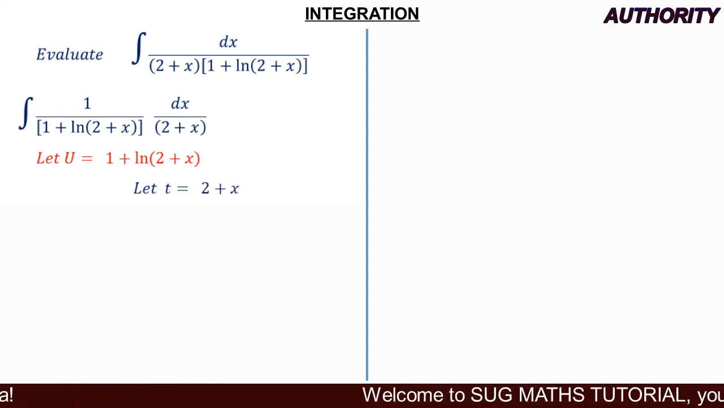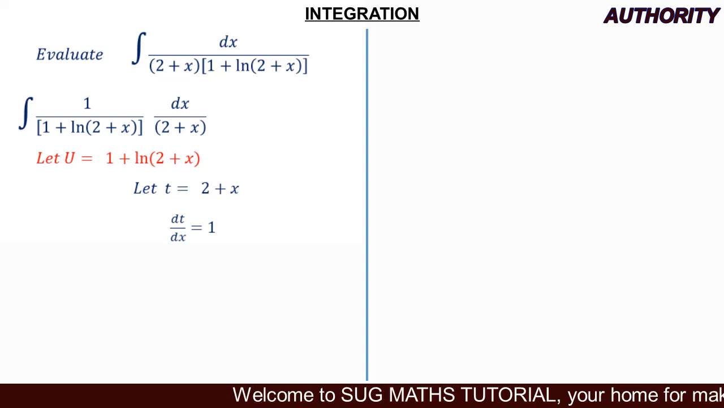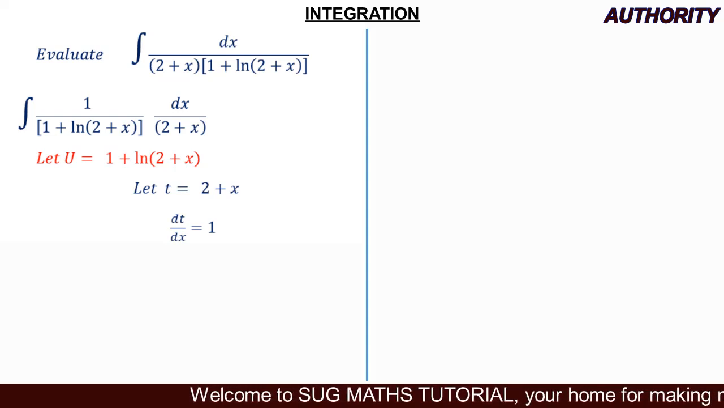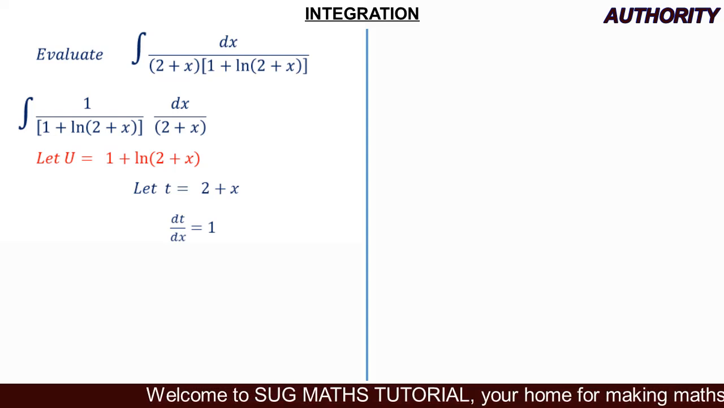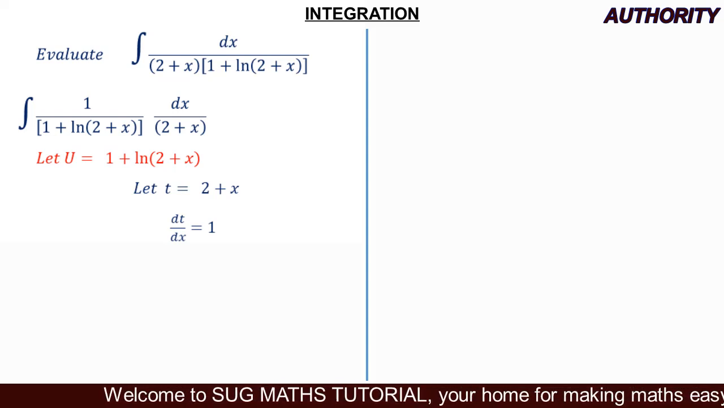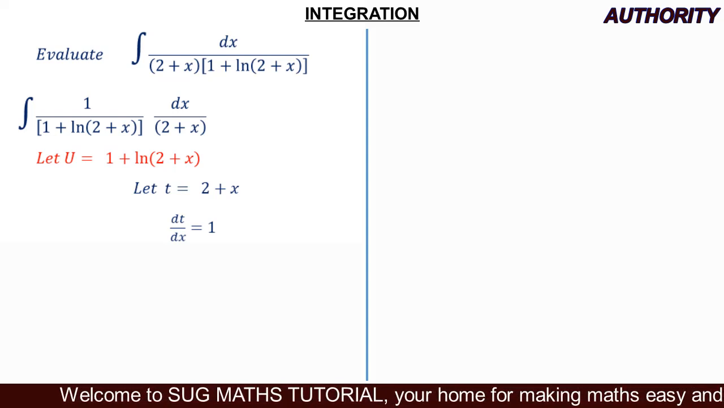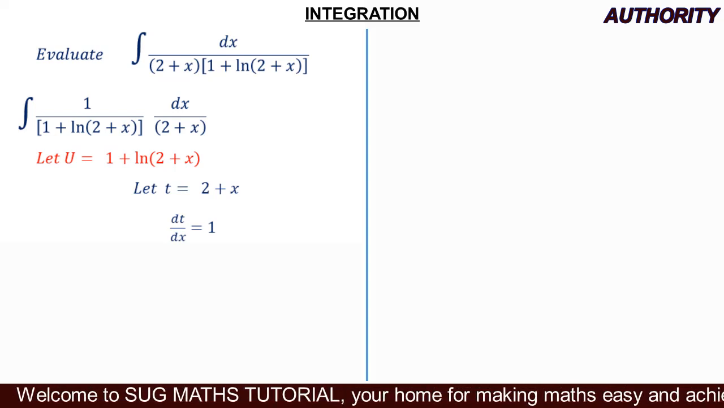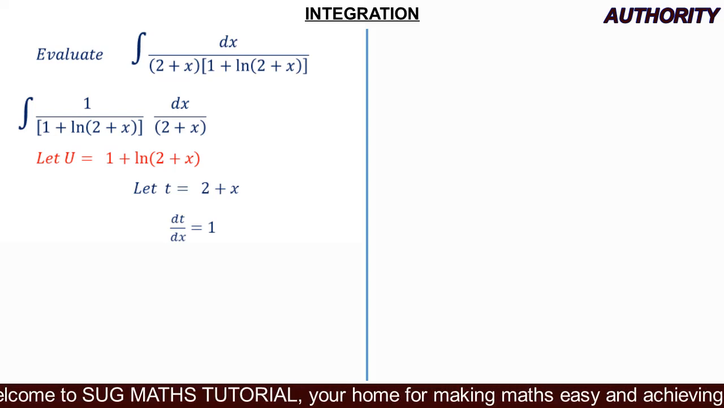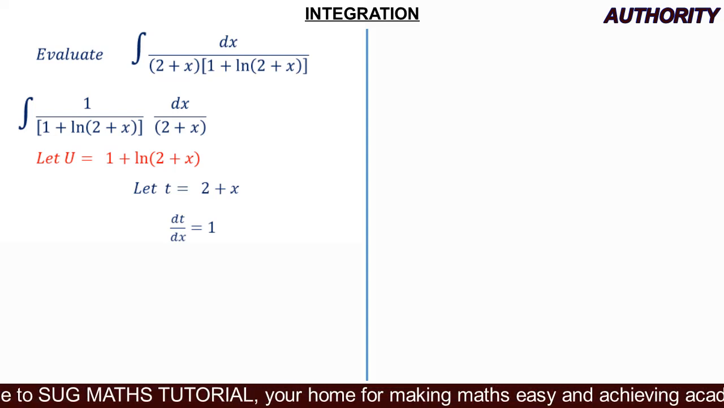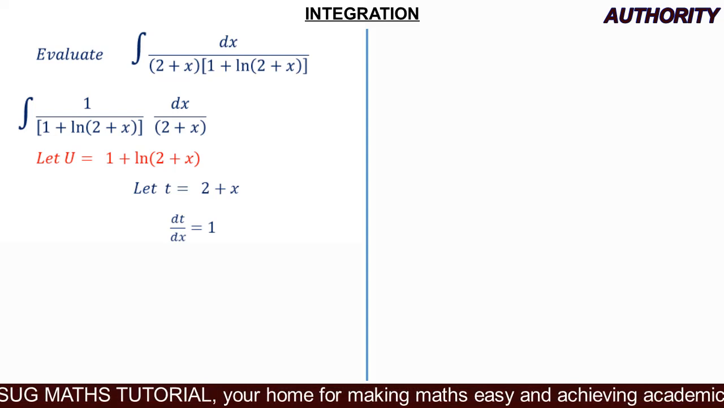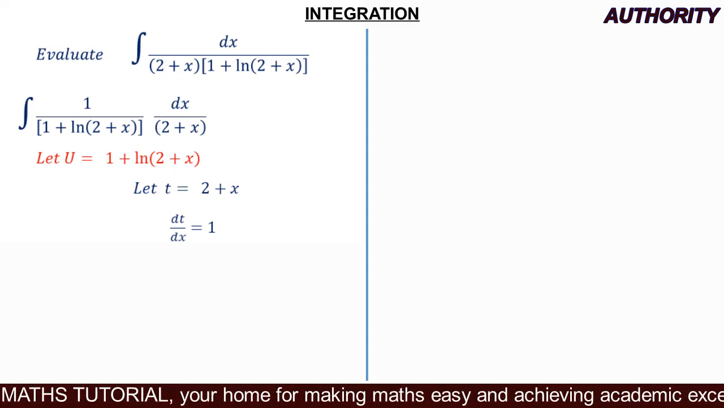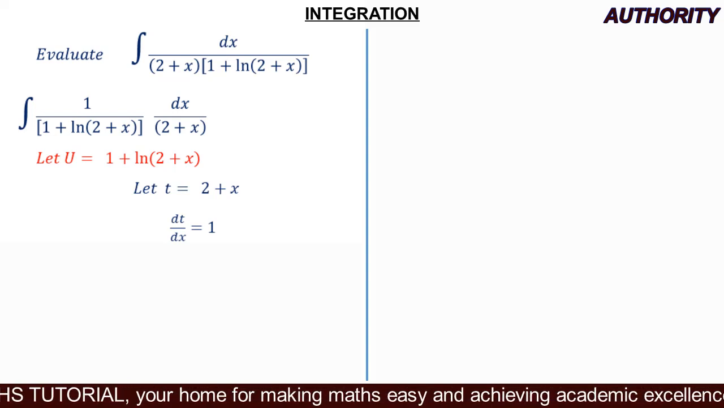Now t is a function of x. We differentiate t with respect to x. So when we find dt over dx, it's going to give us 1. Look at it carefully. When we differentiate 2, it's going to give us 0 because it's a constant, and when we differentiate x, it's going to give us 1. Are we together? Good. You remember how we go about the chain rule in differentiation. Now you hold your dt over dx.